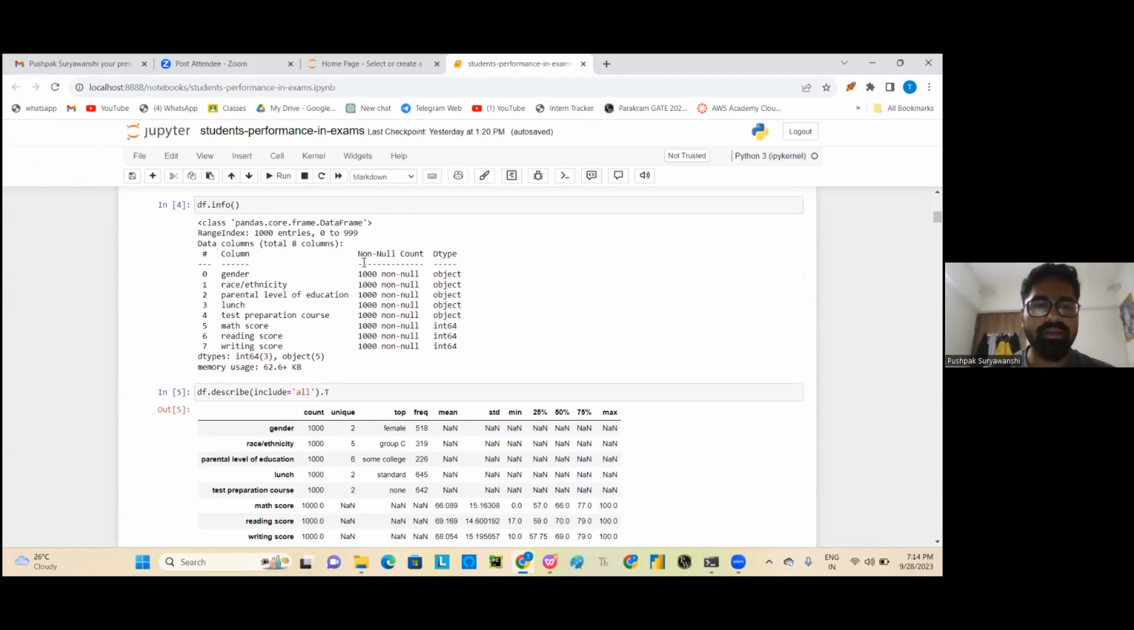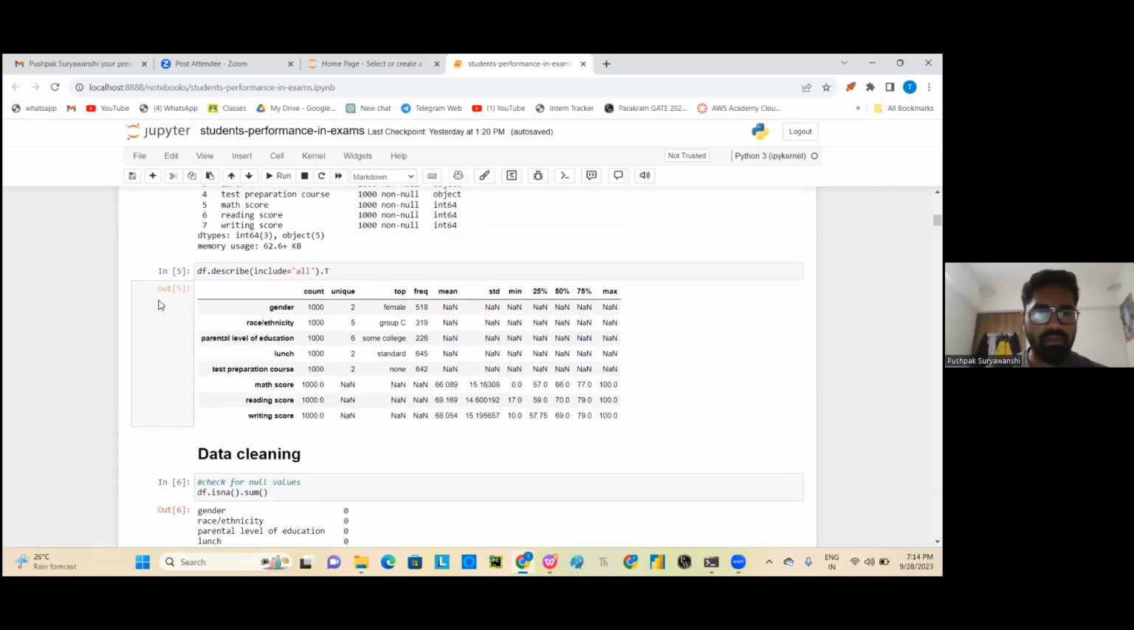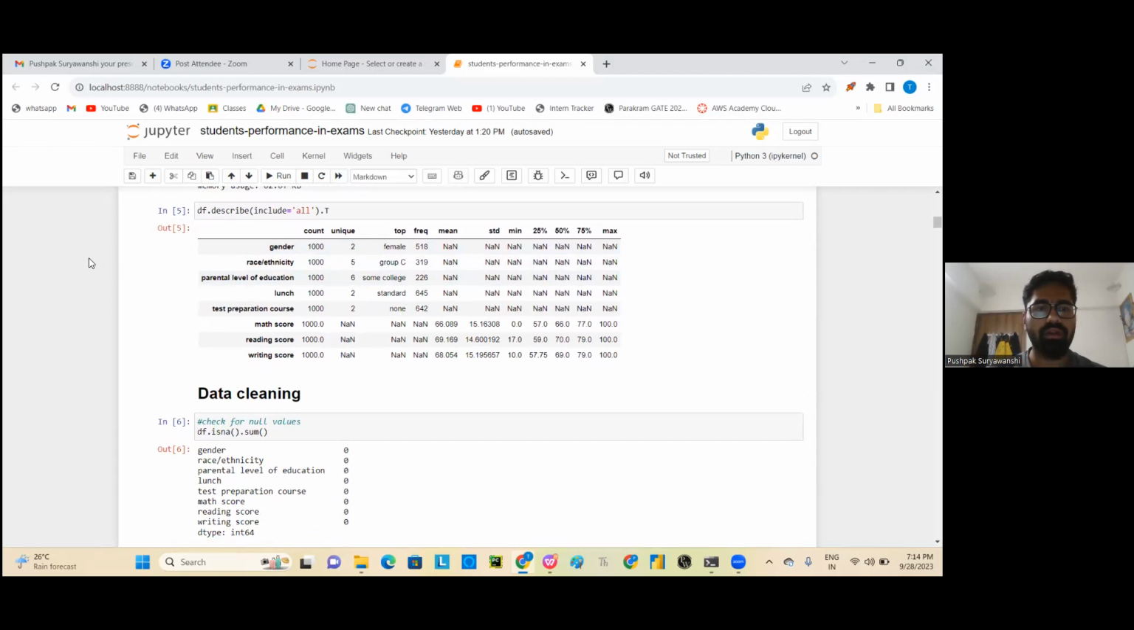From here we can see that the data set consists of over 1,000 rows, and here is the data type: all the features are of object data type, and only the score columns are of integer data type, which is correct. Then we have generated another small statistical summary using the describe function. In the describe function, we can see how many unique values there are, and what the 25th, 50th, and 75th percentiles of the data are. So it properly describes that.